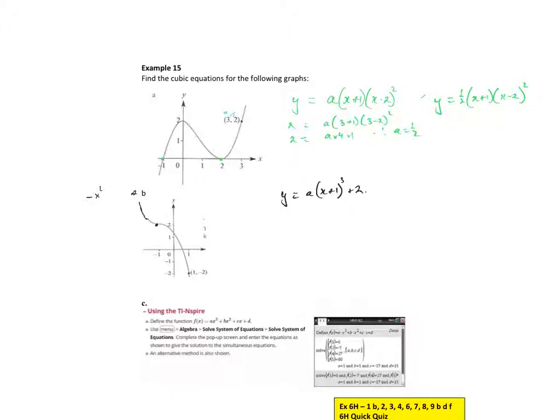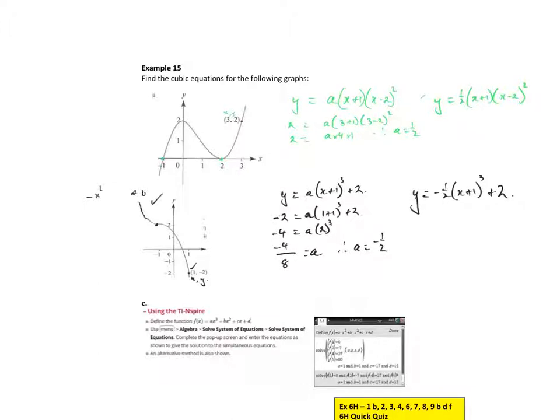I need another point, and there it is down here. X value, y value. So -2 is equal to some A, 1 plus 1 cubed, plus 2. Take the 2 across. -4 is equal to A times 2 cubed. So -4 divided by 2 cubed, which is 8, A is equal to -1/2, which is what we were hoping for. y is equal to -1/2 of x plus 1 all cubed plus 2. All right, so the negative matches the quadrant that we're in.